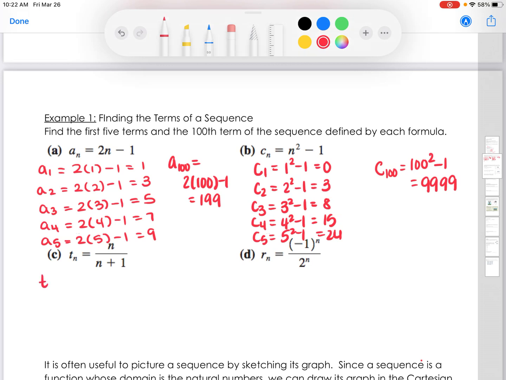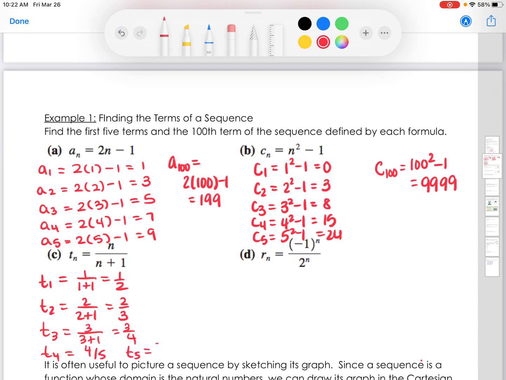Same concept, we're just going to plug in 1, plug in 2, plug in 3, and so on. That's 1 over 1 plus 1, so we're going to get a half. T sub 2 is going to be 2 over 2 plus 1, so that's going to give us 2/3. T sub 3, that's 3 over 3 plus 1, so we're going to get 3/4. When we get to the rest of these, I know you can do the arithmetic here. That's going to give us 4/5. T sub 5 is going to give us 5/6, and T sub 100 is going to give us, let's see, 100 over 101.